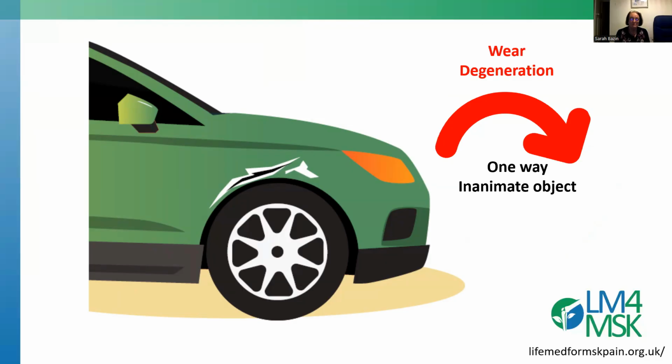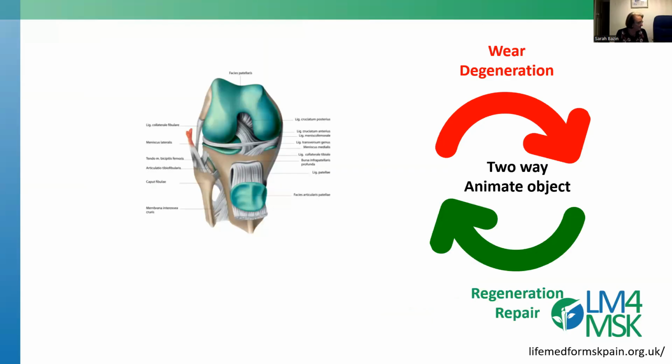The car will not get better because this object doesn't have life, whereas our bodies have life. So in an inanimate object which doesn't have life, there is wear and degeneration. It's only a one-way process. But in a human body, there is a two-way process. There is wear and degeneration, but there is also regeneration and repair.